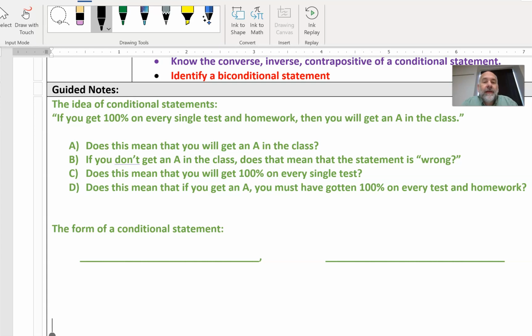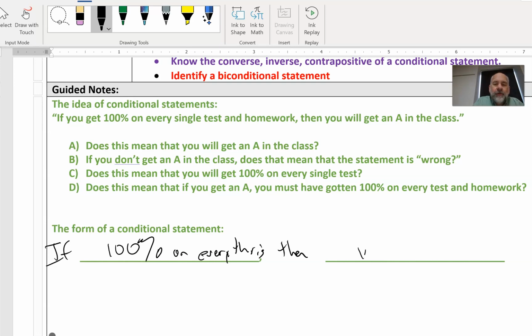It doesn't tell you that you're going to get 100%. It doesn't mean you're getting an A. It doesn't mean any of the other ones. It only means one thing, which is that if this first thing happens, so if you get 100% on everything, then you will get an A.